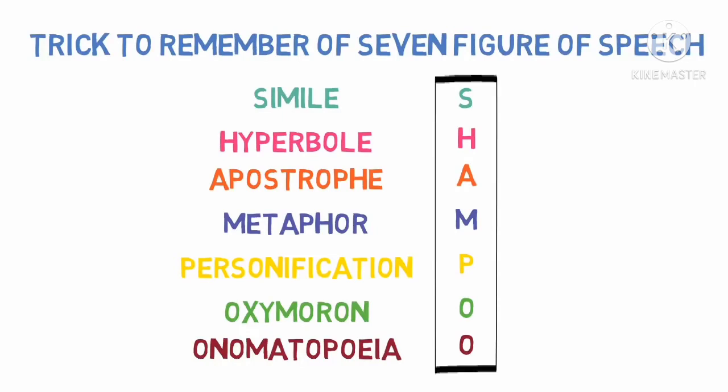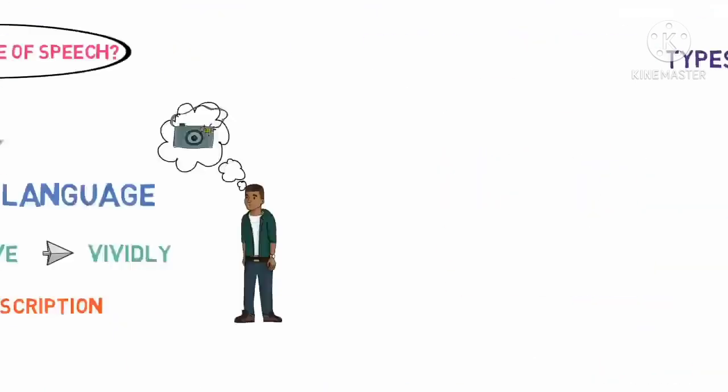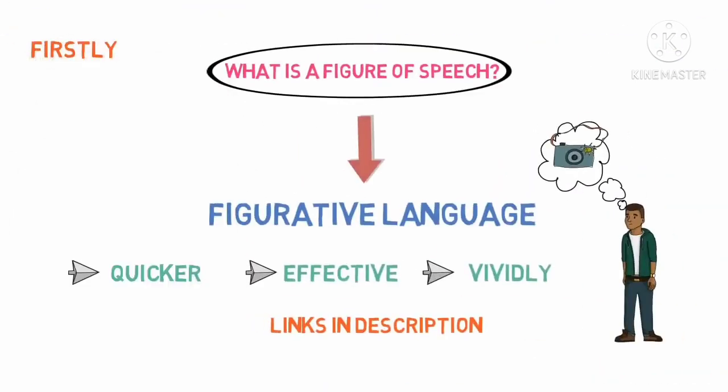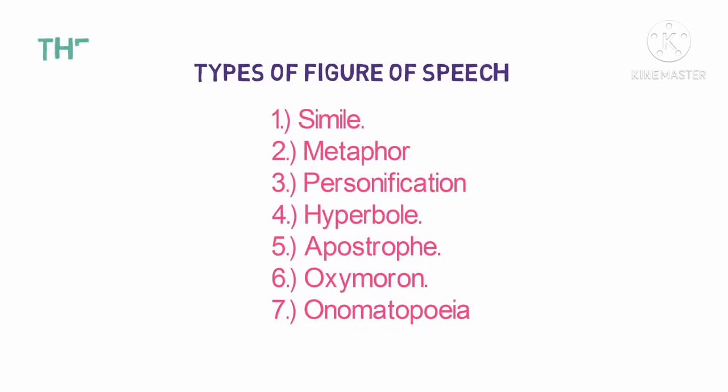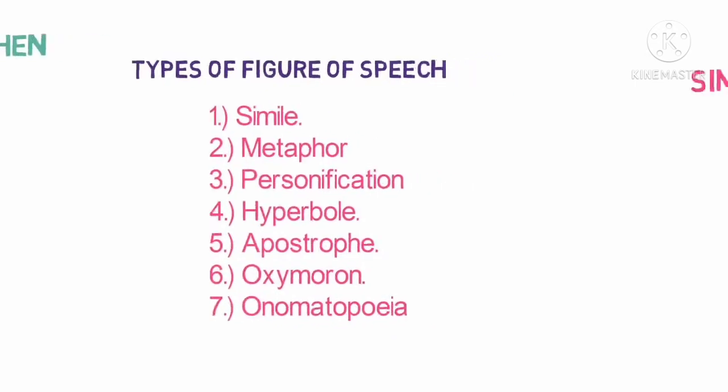That's all about figures of speech in this video. Let's quickly revise what we learned in this lesson. Firstly, we learned what is a figure of speech. A figure of speech is figurative language, that is, language which is used to draw a picture mentally to convey a message or idea much quicker, more effectively and vividly. Then we discussed the 7 types of figure of speech.